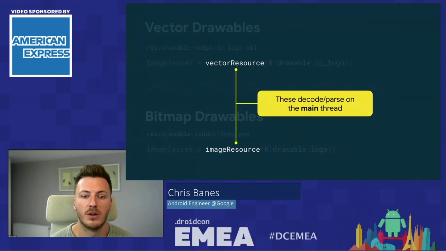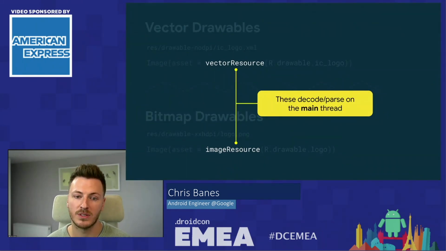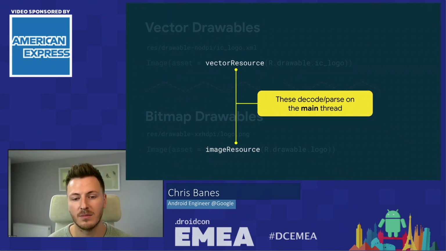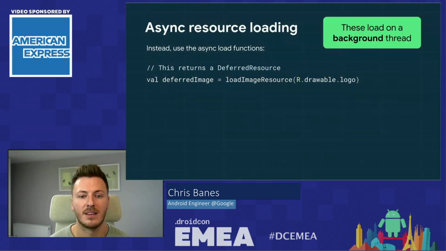Another thing to note is that both vector resource and image resource will decode or parse their contents on the main thread. This is similar to how the view system works, so it's not as if Compose has suddenly got a massive performance degradation. It's the same. But because we have this new UI toolkit, we now have a new way to do this, and that is async resource loading APIs. These do all of their parsing and loading on a background thread, which should help with performance.